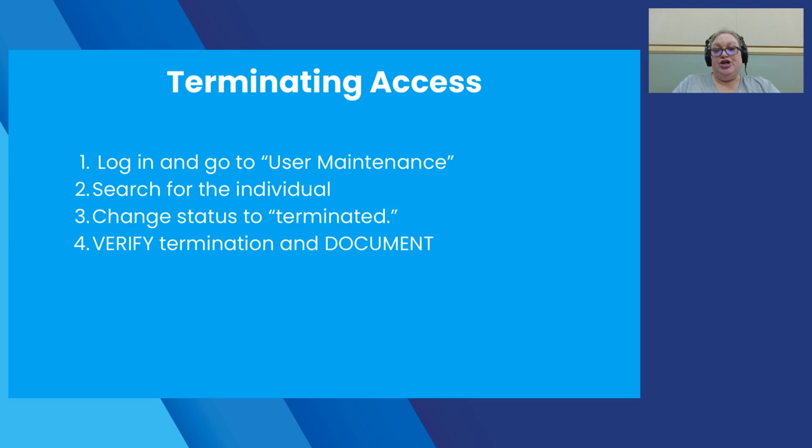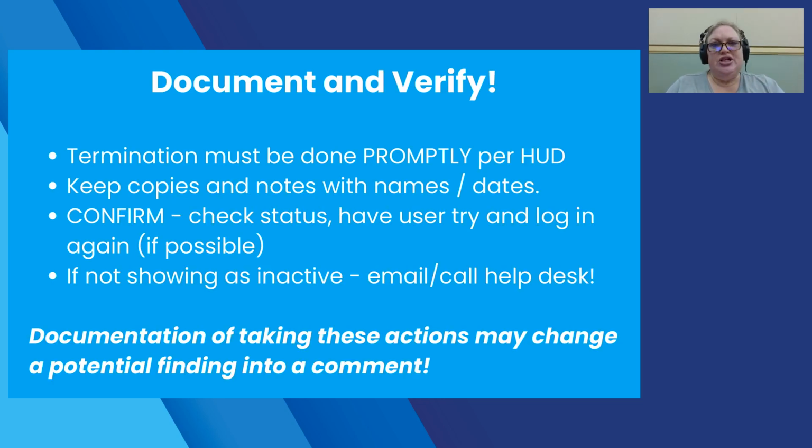In that case, you're going to go in and go to that same area, user maintenance, search for the person and change their status to terminated, submit that. And anytime you're doing either of these, go in and search for users to make sure that that process took, and you can print the page that shows their access as terminated and put that in the file. Most important thing you can do when you're doing this stuff is document and verify what you have done.